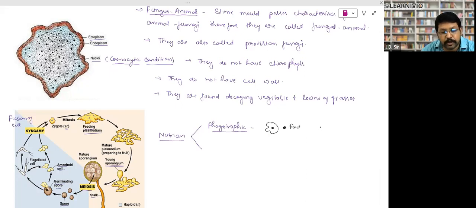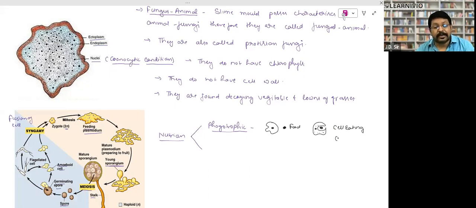Right? What will it do? This food particle, it will engulf this food particle, right? It will change its shape and it will engulf this food particle. This kind of nutrition is called phagotrophic. Phagotrophy means cell eating.